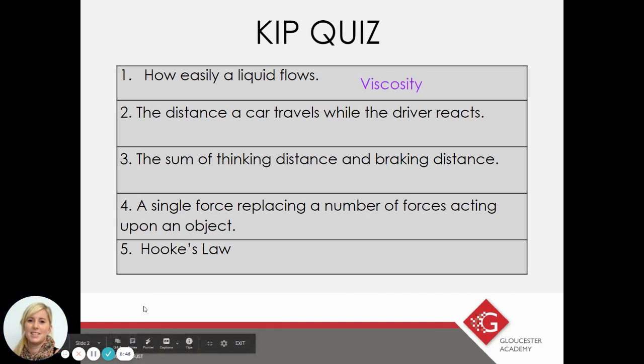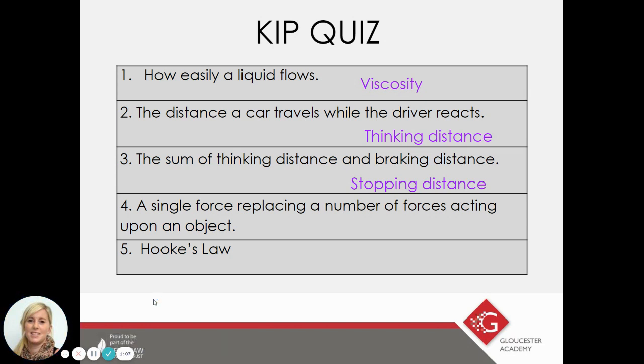Okay, so let's look at these answers then. So number 1, how easily a liquid flows is viscosity. Number 2, the distance a car travels while the driver reacts. So that's the thinking distance. Number 3, the sum of thinking distance and braking distance. That's stopping distance. Number 4, a single force replacing a number of forces acting upon an object. The resultant force. And lastly then 5, Hooke's law is F equals ke. Okay then, so mark that out of 5 and we'll get started with our lesson.